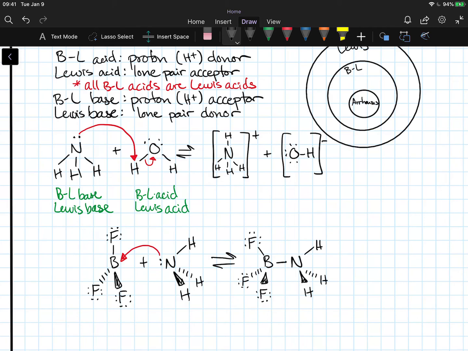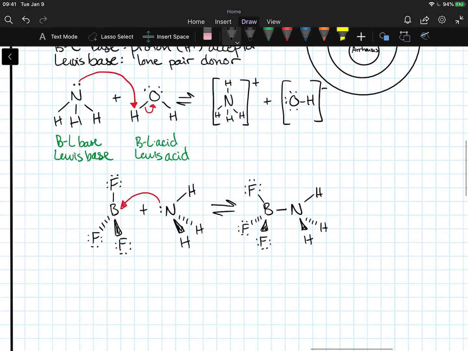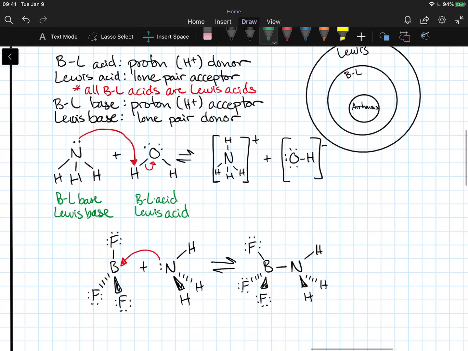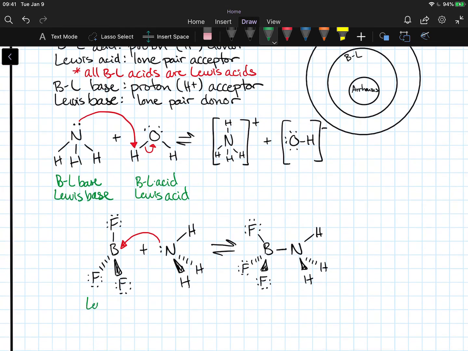So this is more of an example of what you'll encounter when you get into organic chemistry later on. But what we have here is the boron trifluoride accepting a lone pair. So by our definitions, that means it's the Lewis acid. And the nitrogen is donating a lone pair, making it the Lewis base. And the result of this type of reaction is called an adduct. So we've made an adduct.